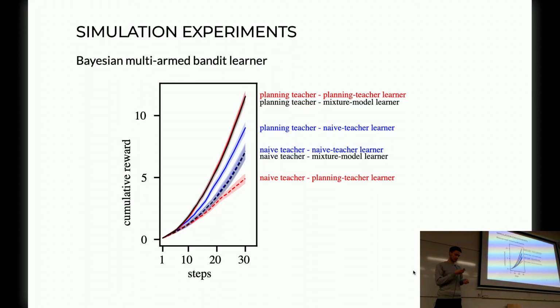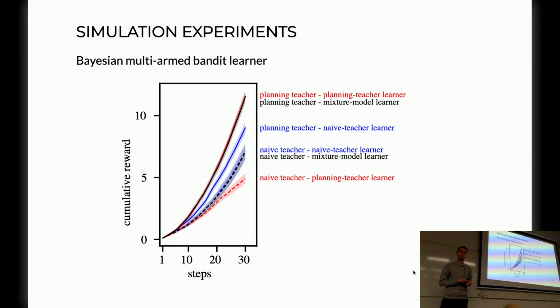But in the paper we actually formulated a mixture model for the learner. So it's a mixture of the naive teacher and the planning teacher models, and then it can learn during the interaction which kind of teacher it is interacting with. So now, if we have the naive teacher and the mixture model, we get pretty much similar performance as with the matching model, and the same if we have a planning teacher and the mixture model. So that kind of guards against having a wrong model of the teacher, at least in these simple cases.